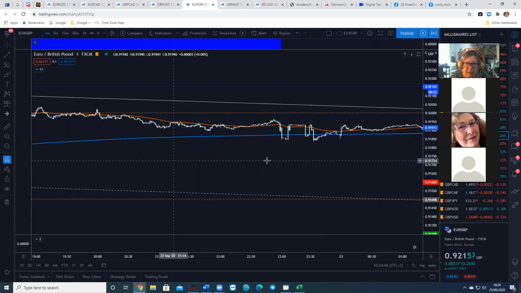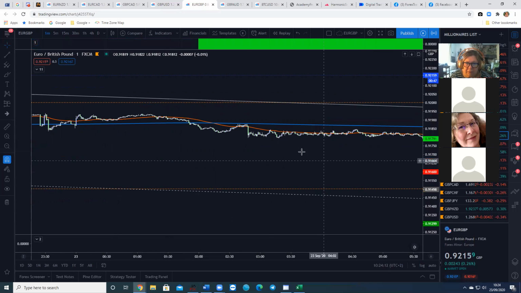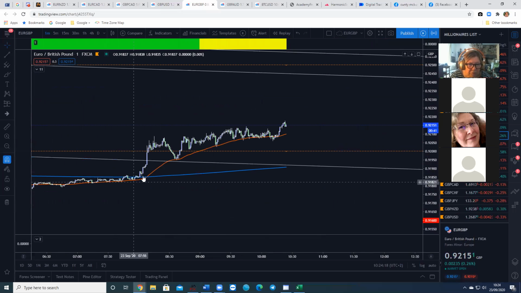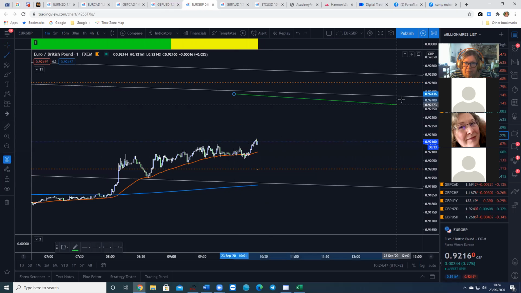So Euro GBP all the way along the 62, doing absolutely nothing. And then carrying on with an upward move, which would fit with the GBP going down. So we haven't got anything on this until it comes up to here. And the news didn't do anything to it. It's German and French news. So nothing on that. I'll put a marker up here. See what it does up here.